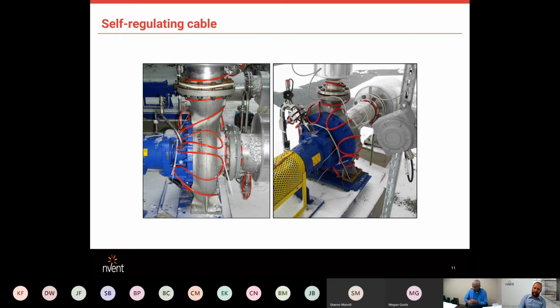And you can see here, and this kind of hammers it home, how much footage of cable is being wrapped around the pump, and also including the flanges and the other things that are included in all this equipment right here. It really does eat up the cable pretty quickly.